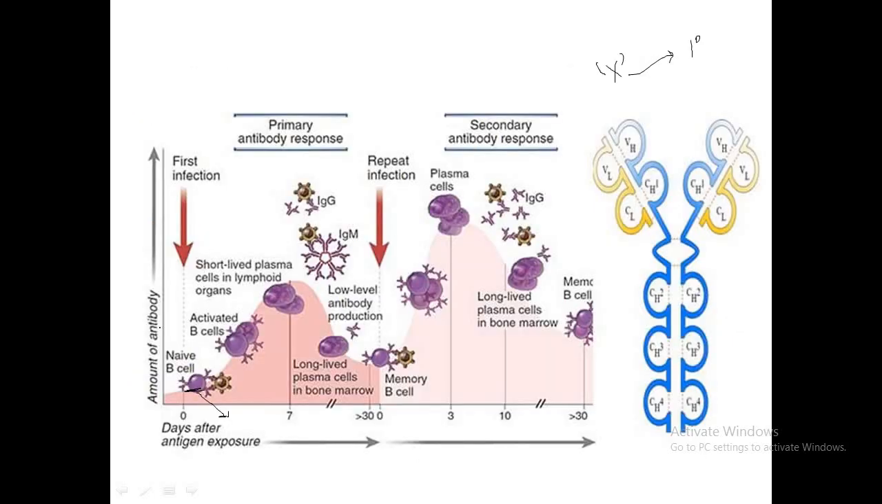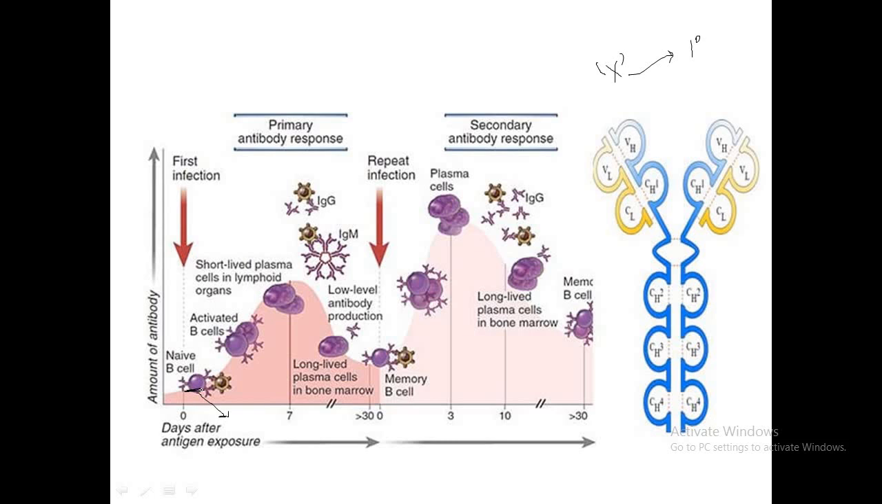So during this lag phase, there is no production of antibody. There are four different phases in this primary response. The first comes this lag phase, and in this lag phase there is no production of antibody. However, in this case also the B cells remain naive.